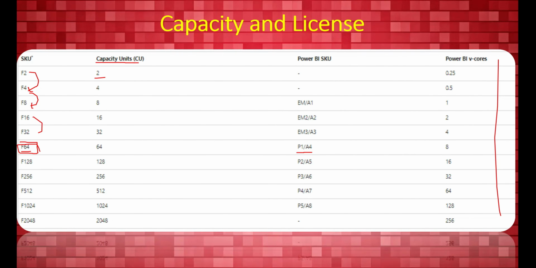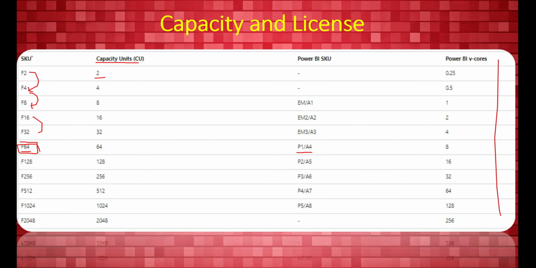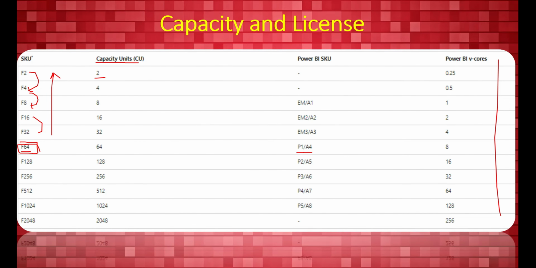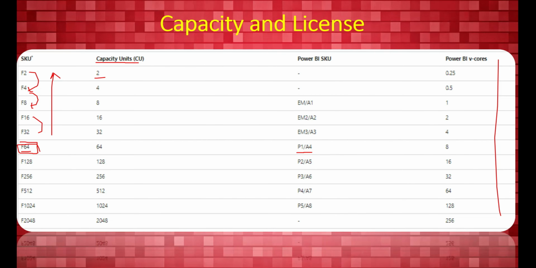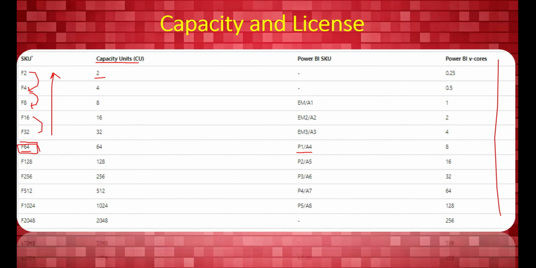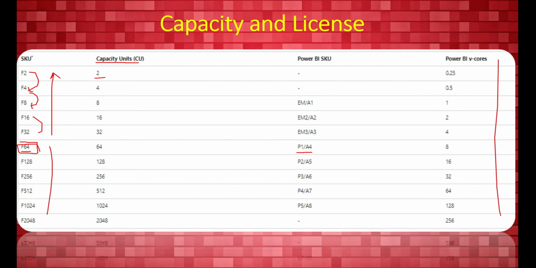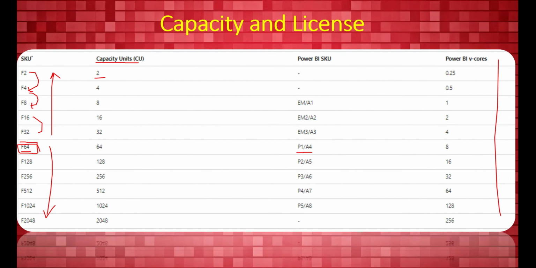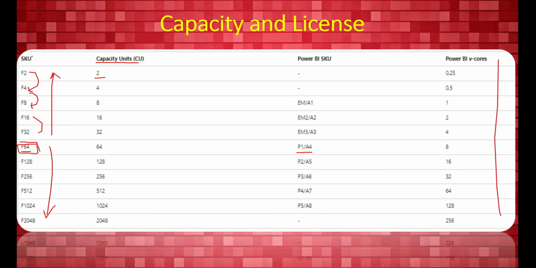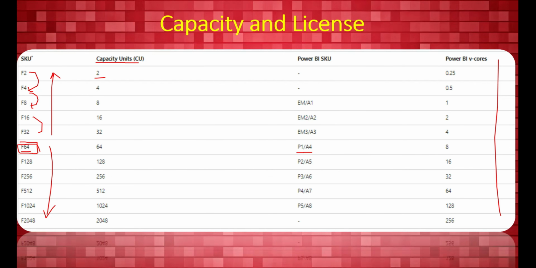But the main important thing, as I was telling, is that F64 is the important cutoff. Any SKU lower than this will require a Power BI individual license or Power BI Premium license. And anything above this, F64 and above, you still need a license, but they are free. That is what it is when you consider F64 and above.